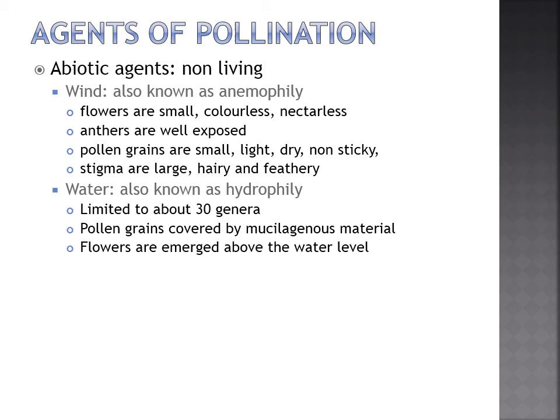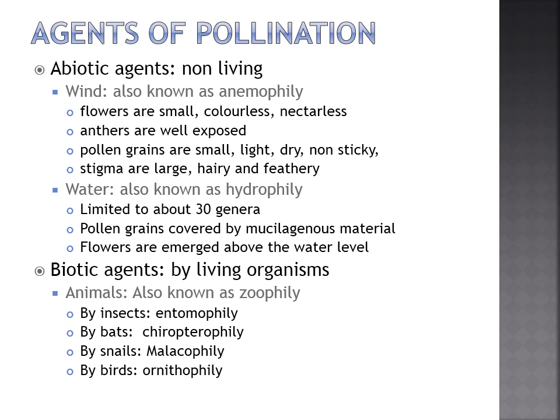In water pollination, it is observed in aquatic plants, but it is limited to about 30 genera. Pollen grains are covered by mucilaginous material because they want to be protected from the wet environment. In some plants flowers are immersed above the water level. That time pollination occurs through insects, and in some plants flowers are at the water level. That time water is the medium for the pollination.